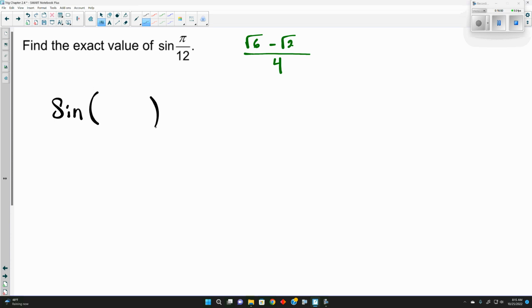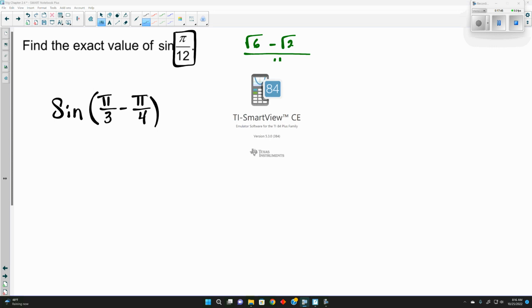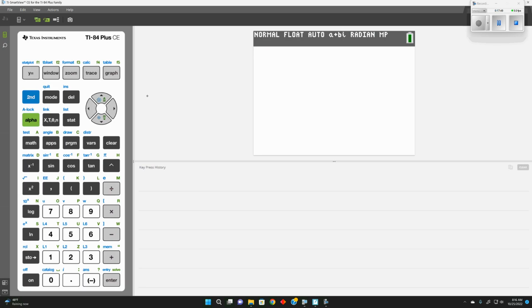Now, if we're actually doing this using the formulas, not just a calculator, we need to figure out how to rewrite pi over 12 as a sum or difference of two angles. Most of our angles have a denominator of 6, 4, 3, or 2, so we're trying to see which two would work with 12. We can use 3 and 4: pi over 3 minus pi over 4. It's a little bit of a cheat because the first one we did with radians already showed that this works.